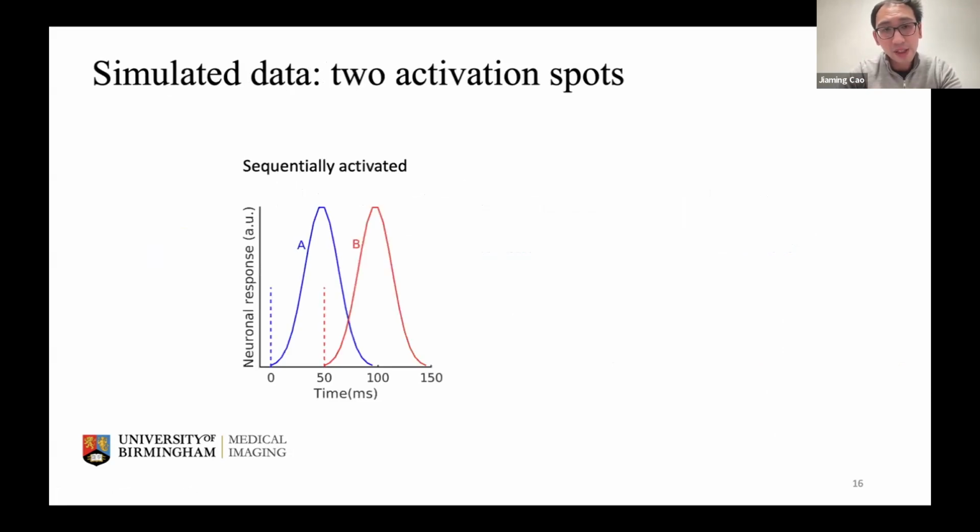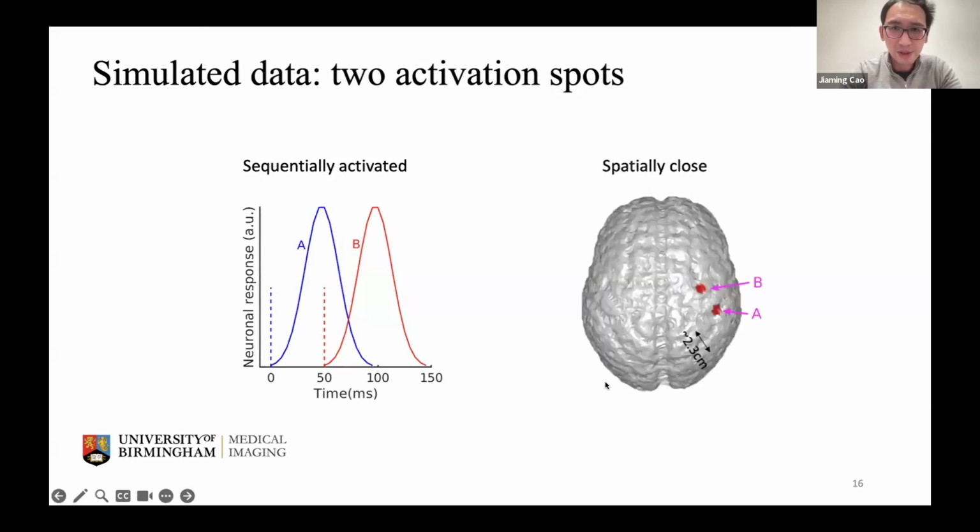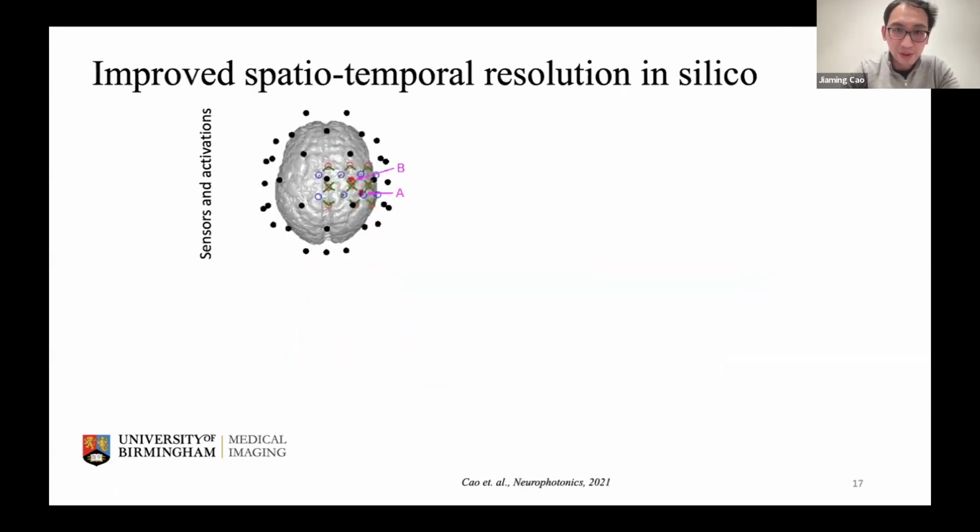So we started with some simulated data. Suppose we have two activation spots that are sequentially activated with a fairly short time separation. They're also spatially quite close. This is effectively saying that if you use DOT only, because they're so temporally close to each other, there's no way we can separate their onsets. And they're so spatially close that with the blurriness of EEG reconstruction, we can spatially confuse these two activation spots. That will necessitate the combination or the fusion of those two different modalities. And hopefully that will help us spatially and temporally resolve these two different spots.